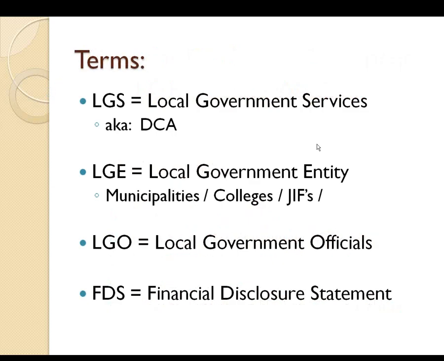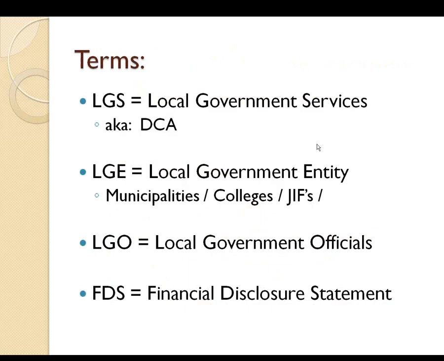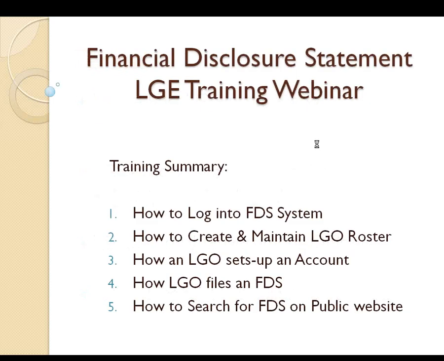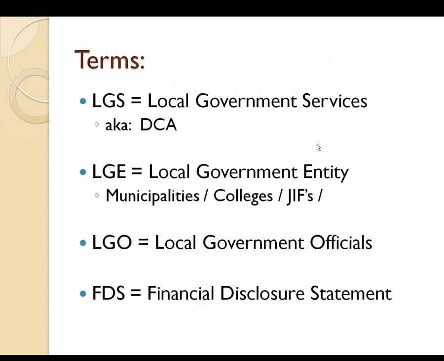As I go through today's session, there will be some terms that I use as 3-letter acronyms, just so everybody's aware of what they are. If I refer to LGS, that stands for Local Government Services, which is the DCA. LGE will refer to the local government entity, which is normally the municipalities, counties, colleges, JIFs, and so forth. LGO will be the local government official who's responsible for filing an FDS, which is a financial disclosure statement. I use those 3-letter acronyms, so if everybody's not familiar with them, I just wanted to let everybody know exactly what they mean.